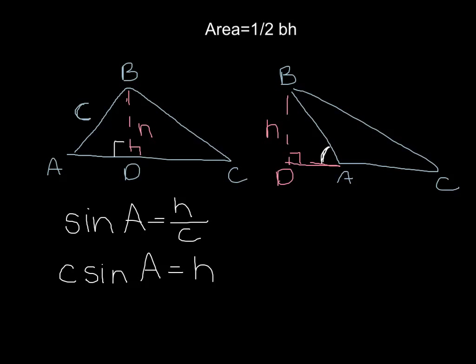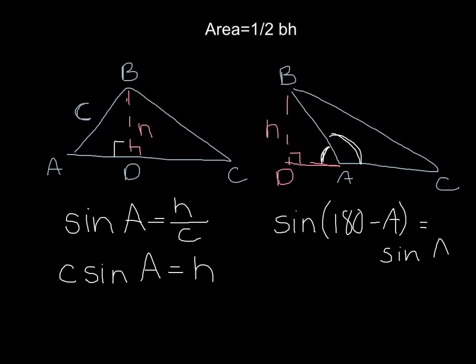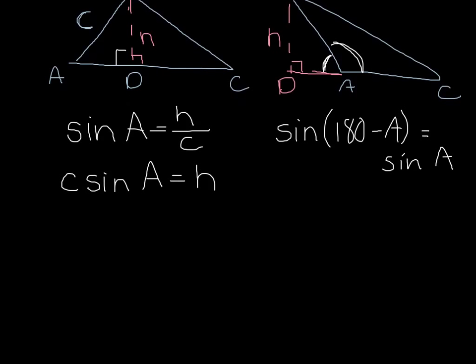And remember, just by chance, for an angle and its supplement, the sine of 180 minus A, which would really be this angle right here, is equal to the sine of just our angle A in our little pink right triangle there. So this C sine of A equals the height applies in both of these cases. And so now I can just substitute C times the sine of A into my formula for the area.